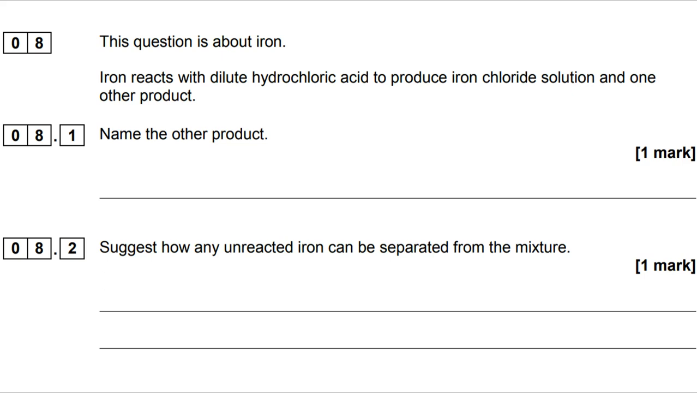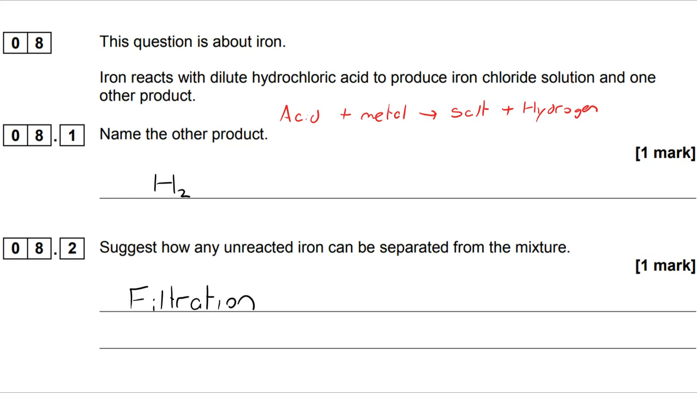Name the other product. Now this relies on you knowing the general equations. An acid plus a metal will react to form a salt and hydrogen. You could write the word hydrogen down and get the answer, but if you write the formula, you must show that it's diatomic. Suggest how any unreacted iron can be separated from the mixture. Whenever you're trying to remove a solid from a solution, you're going to use filtration.